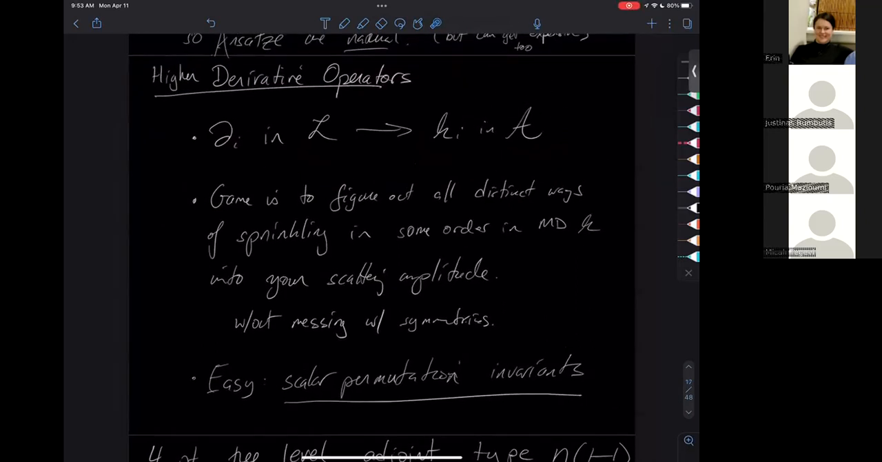Okay. So back to the main subject of this talk, higher derivative operators. So this proliferation of derivatives in the action, they're going to turn into various momenta that we're going to be sprinkling in our scattering amplitudes. And so the game we have to play is to figure out all the distinct ways of sprinkling in some order and mass dimension number of momenta into our scattering amplitudes. And I'm going to highlight this: without messing with our symmetries, right? Because if we mess with the symmetries, we're not talking about the theories we want to be talking about.